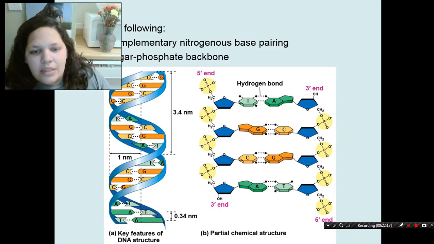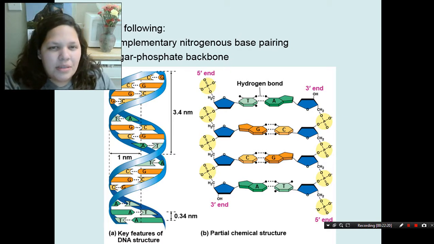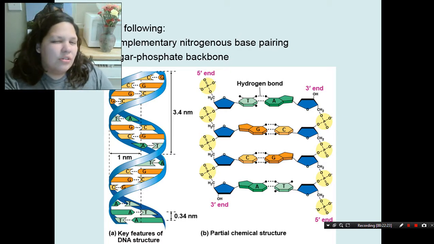So this is what we have. This says label the following as complementary nitrogenous base pairing and the sugar phosphate backbone.